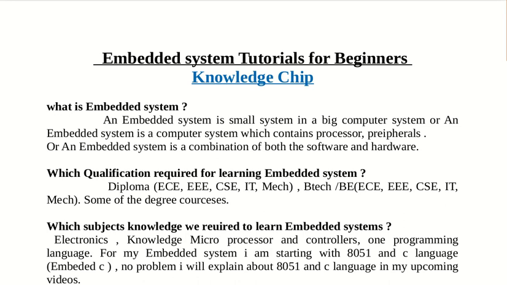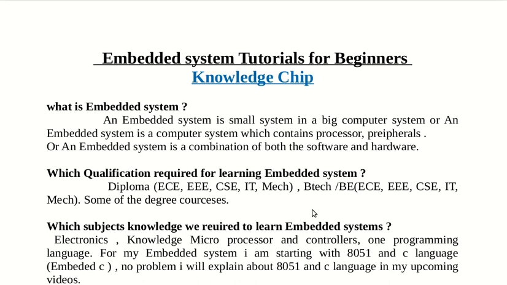What does the hardware and software combination mean? Hardware is our controller, and software is what we are programming on that controller, right? We call it software, or we are programming that OS, we call it software. This combination of both software and hardware we call an embedded system. This is the definition of the embedded system.